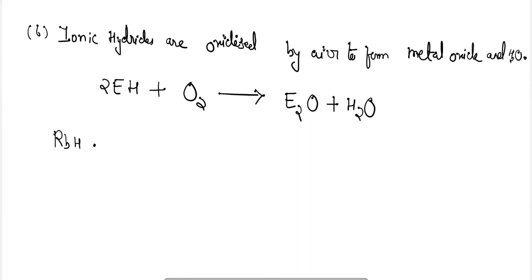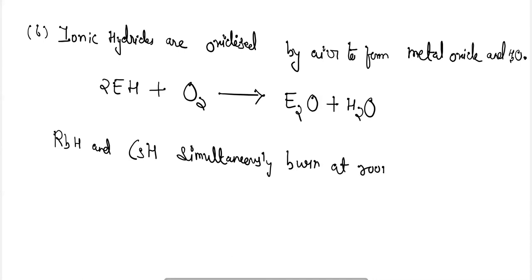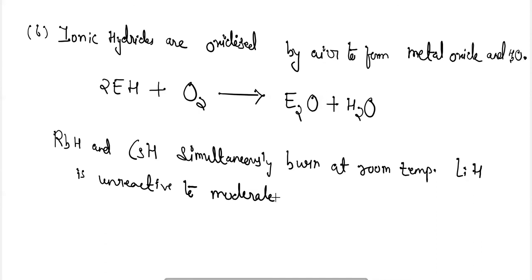Rubidium hydride and cesium hydride burn spontaneously at room temperature, which means they are very reactive. While lithium hydride is unreactive even at moderate temperatures.